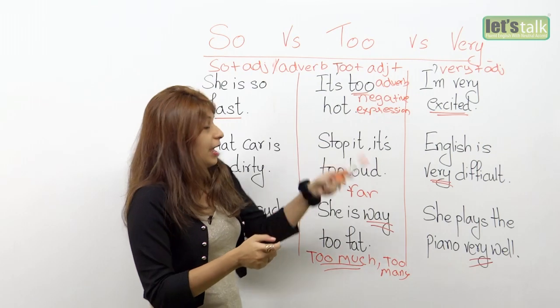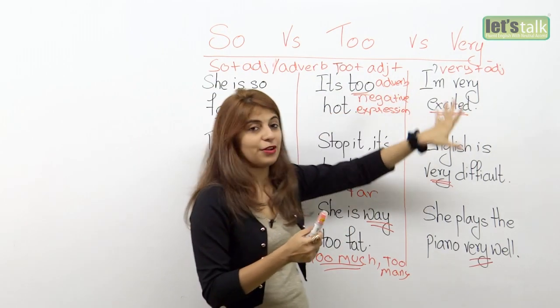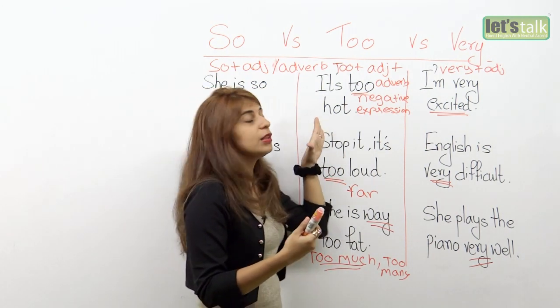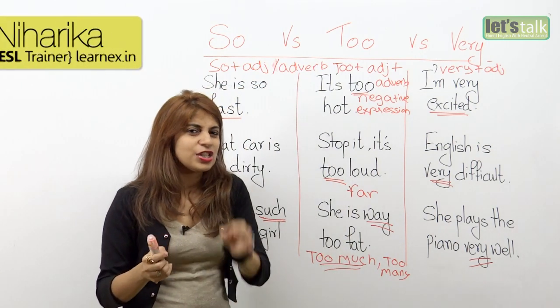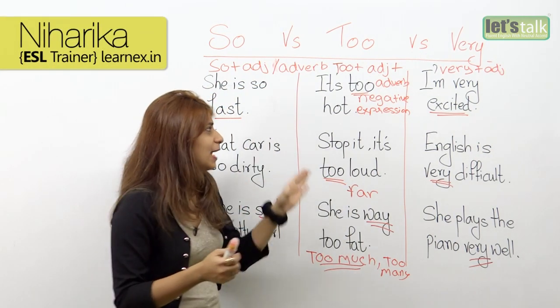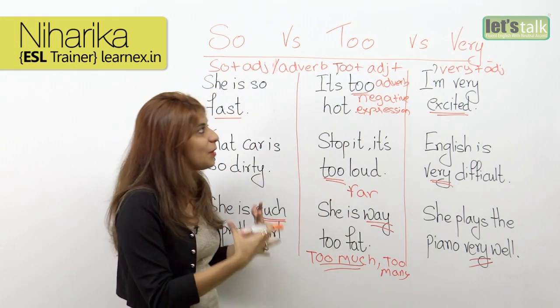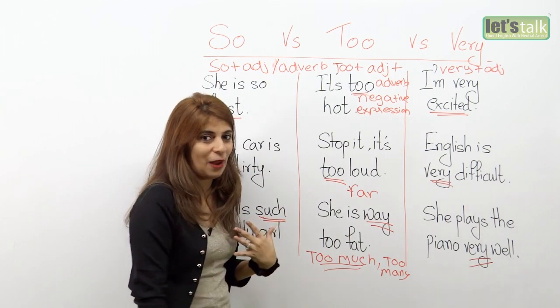Now, if you see, we have used the words so and very to add that extra information. However, the word too is always used negatively. So this is the little difference that you need to keep in mind. The next time you are using these words, you know how to use them correctly.